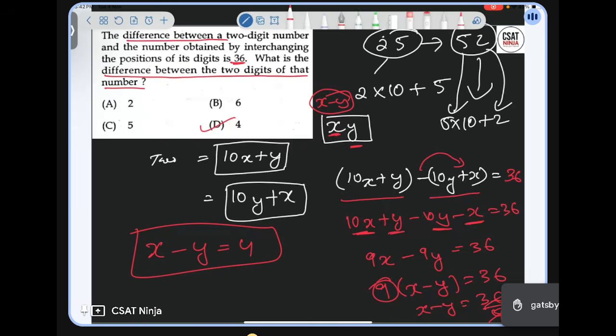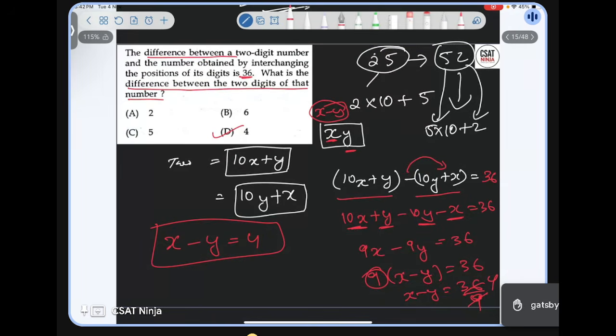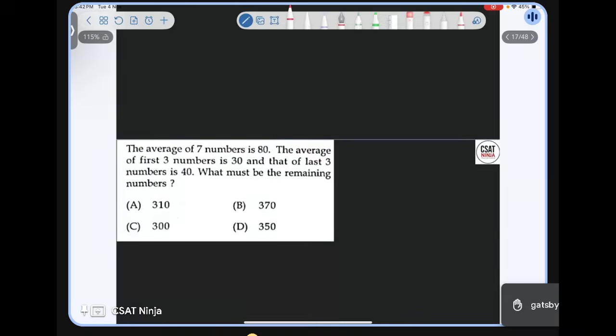I hope you're following me with this one. Any clarification you need? If you want me to clarify, I'll clarify. If not, we'll move on, okay? Okay, let's move on to the next question. This is question number 15 only. We still have lots of questions.